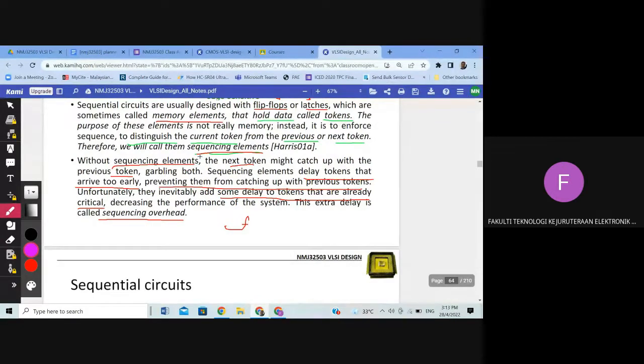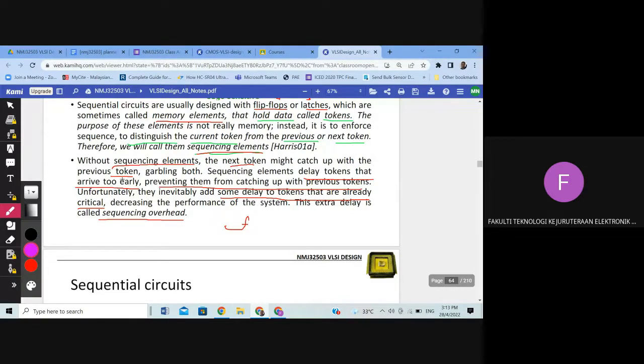This makes sure that the data we are operating on in our design does not catch up with other data. It is able to differentiate between the current token, the previous token, and the next token. Token is actually data. That is the purpose of having sequencing elements, flip-flops and latches. This makes sure our data is stable, so we can get the correct data at the end of the process.